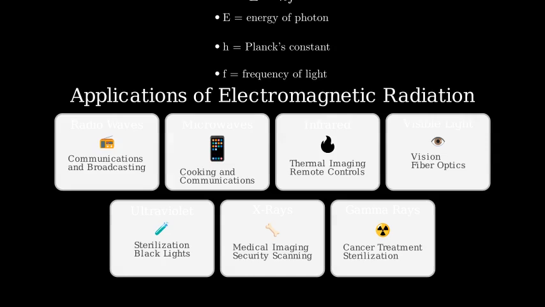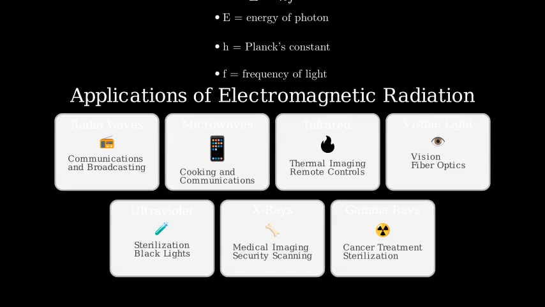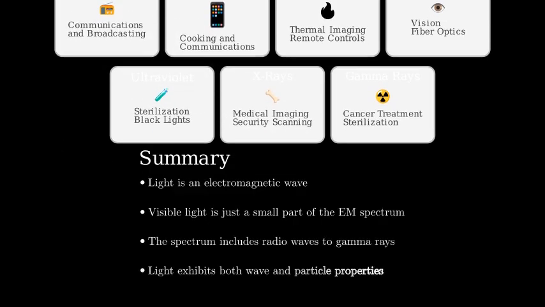Visible light allows us to see and is used in countless technologies, including fiber optic communications. Ultraviolet radiation is used for sterilization and in black lights. X-rays allow doctors to see inside the human body, and gamma rays are used in certain cancer treatments and for sterilizing medical equipment.